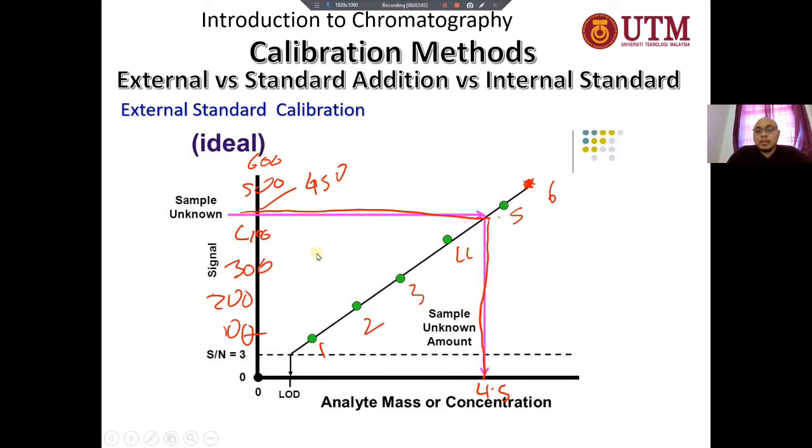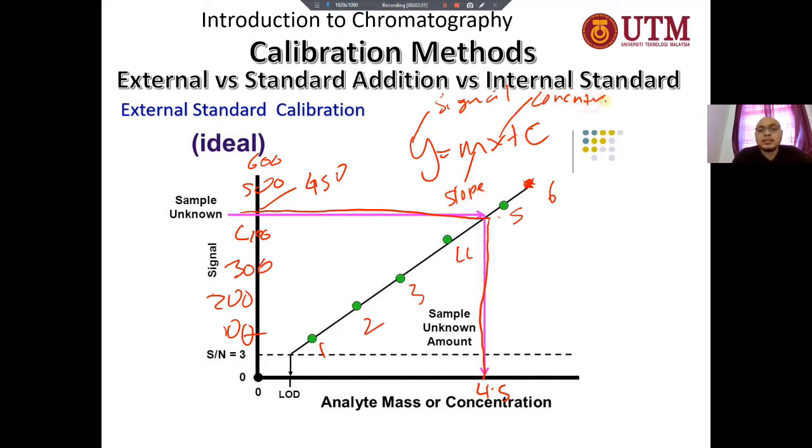Okay, this is just a very necessary thing to tell you. Through the calibration method, we can get y equal to mx plus c, which is the equation we usually get. y is the signal, m is the slope, x is the concentration, and c is the y-intercept. Usually, they will give the equation like this, y equal to 2x plus 2, for example.